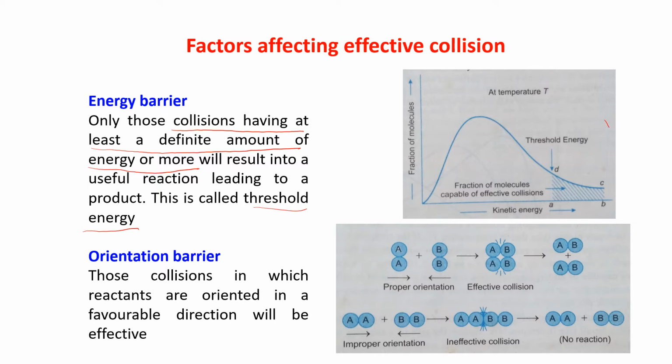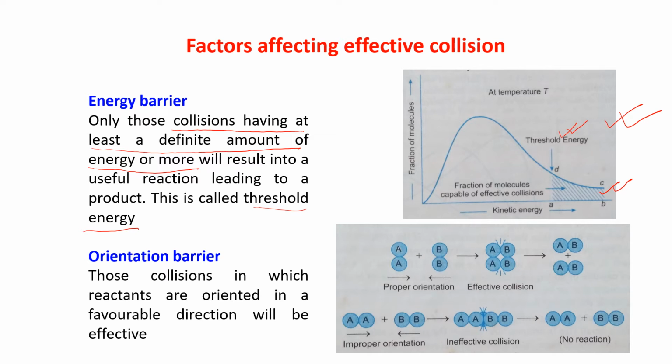Now come here, see this graph. This graph is showing you the kinetic energy of the molecules, that is the reactants, and the fraction of molecules on the y-axis. Now this is the energy barrier, that is the threshold energy, this one. These fraction of molecules, which is shown by the blue color, cross this energy barrier, the threshold energy, and after the collision they will lead to product.